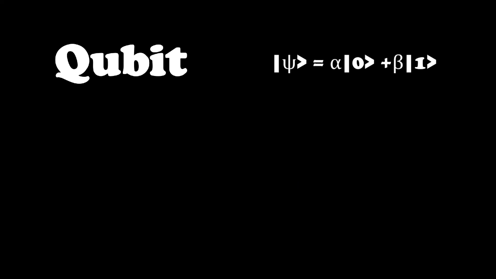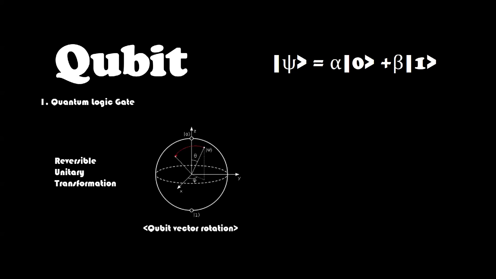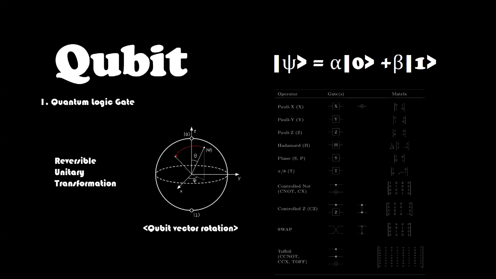Since we've seen how to represent qubits, let me introduce some physical operations that can be done on pure qubit states. The first one is the quantum logic gate, operating on a small number of qubits. Qubits undergo reversible unitary transformation according to the quantum logic gate. For a single qubit, the qubit vector will be rotated. For 2 qubits, a specific quantum gate can entangle or disentangle them. We will talk about entanglement later. Here are some examples of quantum logic gates.